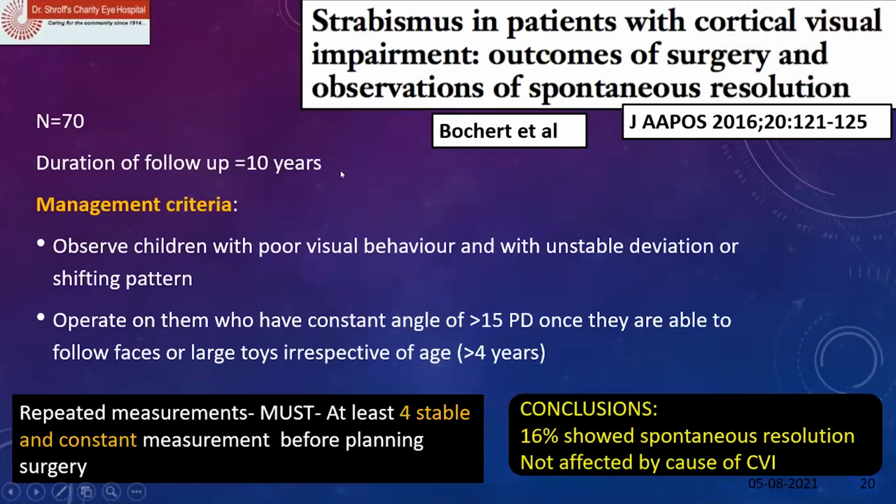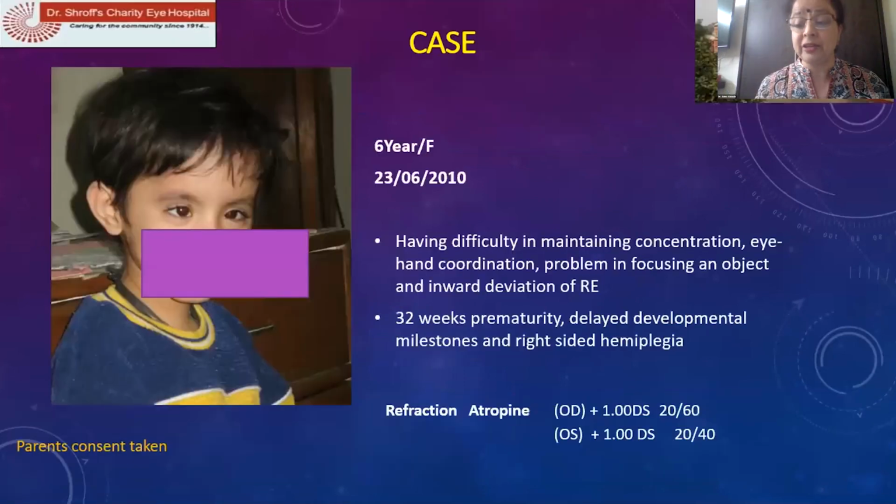Most of them, in a paper that was published, say that you need to observe the children with poor visual behavior and with unstable deviation or a shifting pattern. But if they develop a constant angle, we should go ahead and operate. At least take 4 stable measurements. Of course, only 16% showed spontaneous resolution.